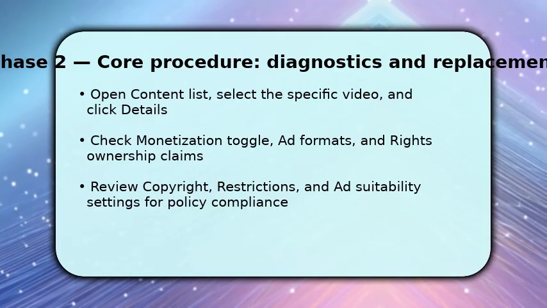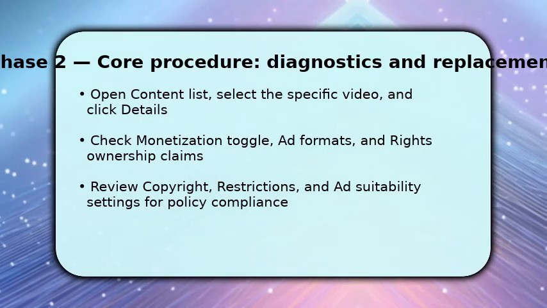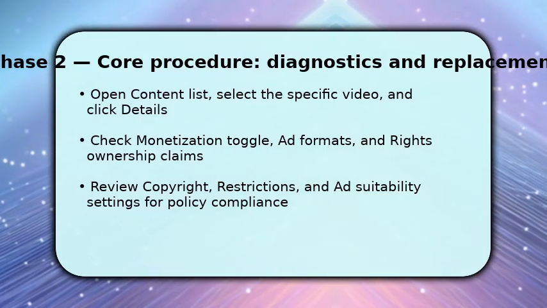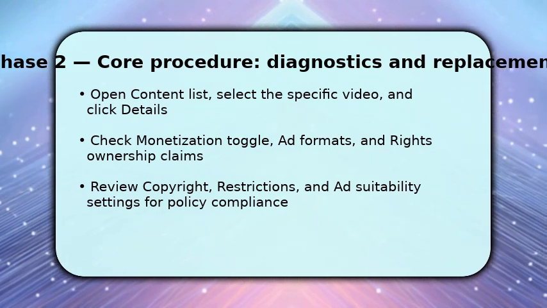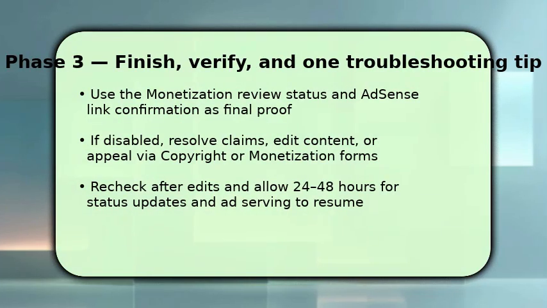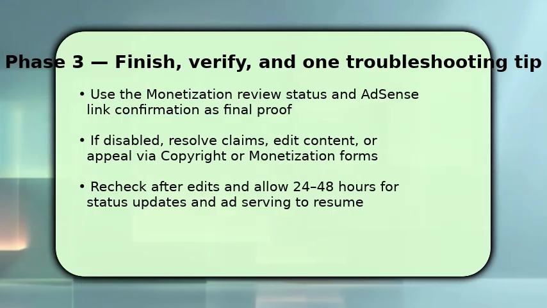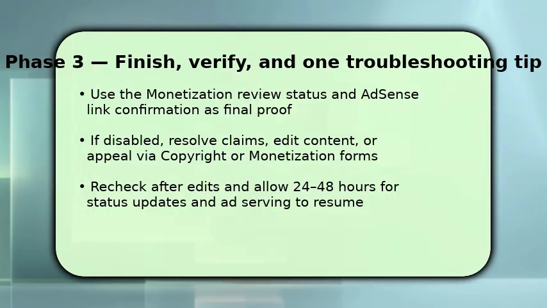Claims can disable ads. Also run the ad suitability review and check for sensitive content flags, because policy flags will turn off monetization automatically. You finish by verifying the monetization status and connecting AdSense. These are the last definitive steps. Look for a green approved status in monetization and confirm the channel is linked to an active AdSense account. Without that, earnings won't flow.